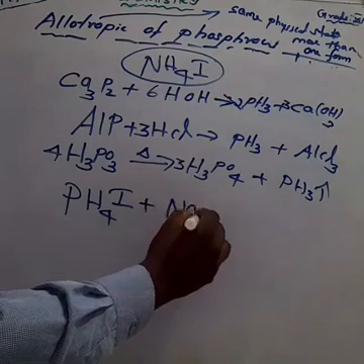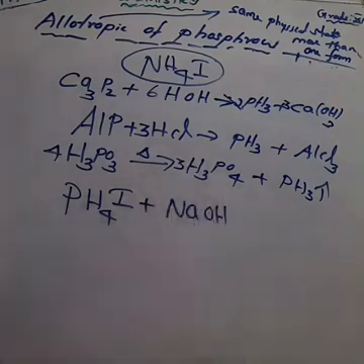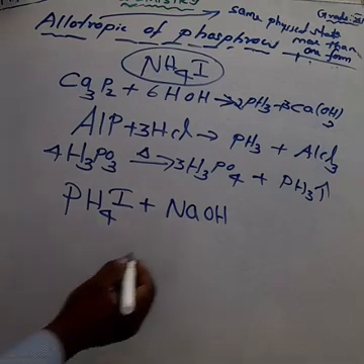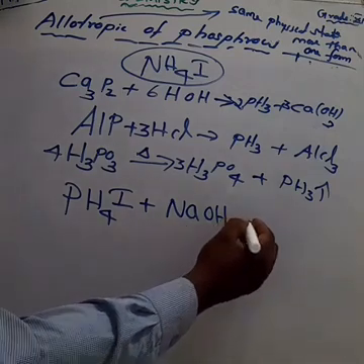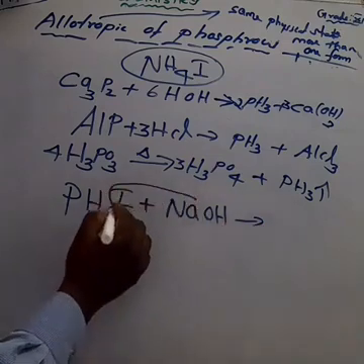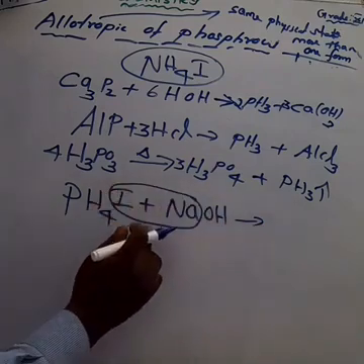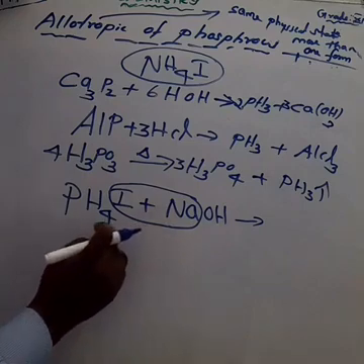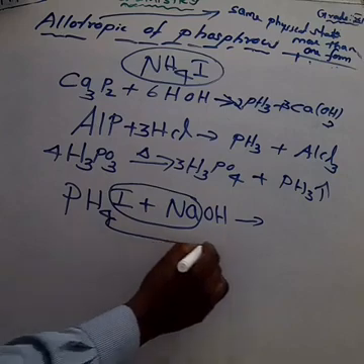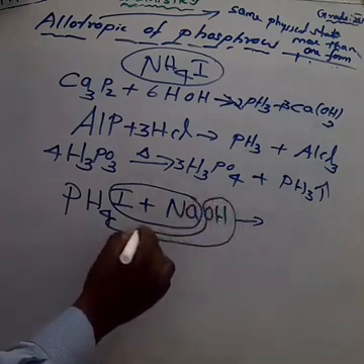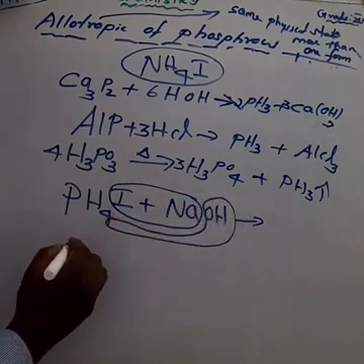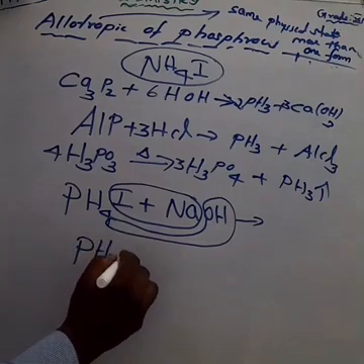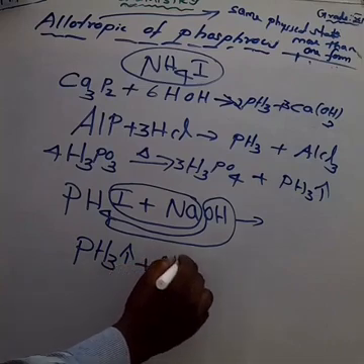Caustic soda means sodium hydroxide. So, we are adding sodium hydroxide, NaOH. This sodium combines with iodine, and we get sodium iodide. And also, one of the hydrogens from PH4 reacts with the OH to form water molecules. The remaining is PH3. We get phosphine. Now the equation is balanced.